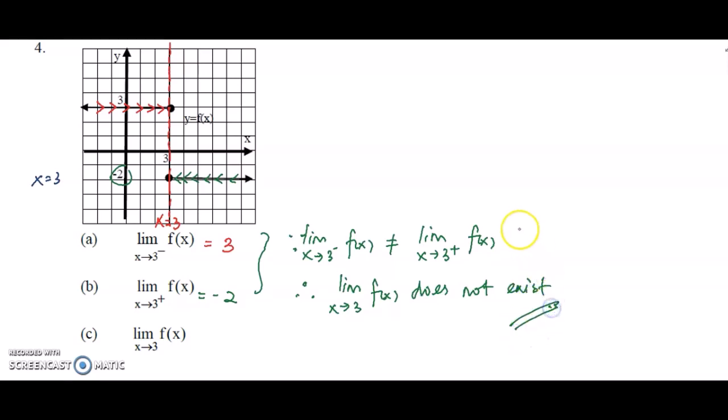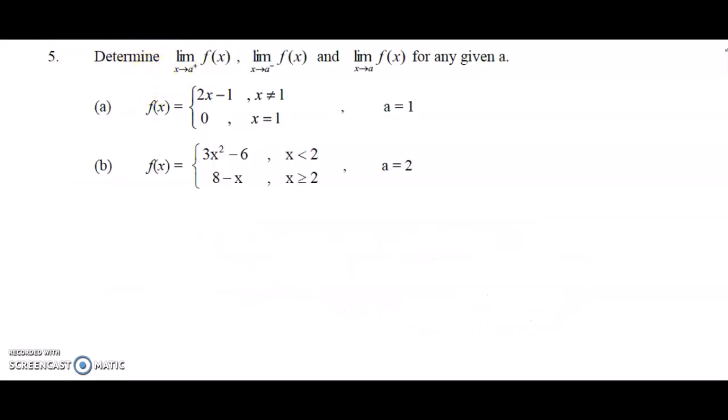Alright, so this is our reason given, and this is our conclusion. Here I have another example. Determine the limit when x approaches a positive, x approaches a negative, and the two-sided limit. Finally, we need to find it for any given a, meaning that later on the a will be substituted as either 1 or 2. For question A, we need to substitute a as 1.